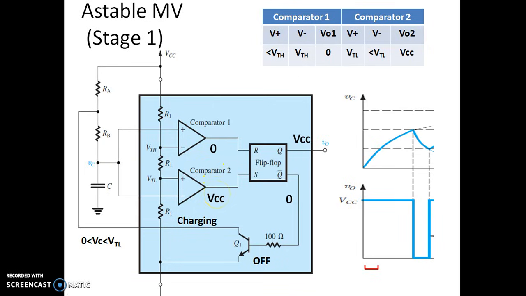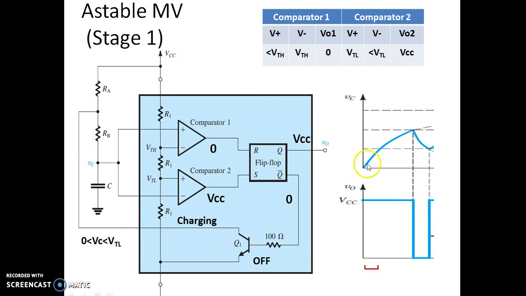RS flip-flop is going to set its output. So output is becoming now high. So as you can see now, when the capacitor voltage is between 0 and VTL, the output is in high state. So when Q is high, the Q bar is 0. So the transistor is off. When transistor is off, the capacitors keep charging through RA and RB towards VCC.